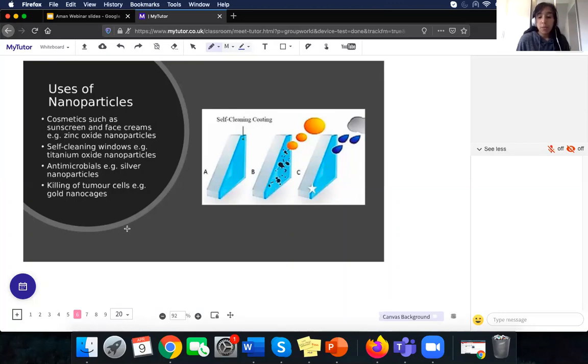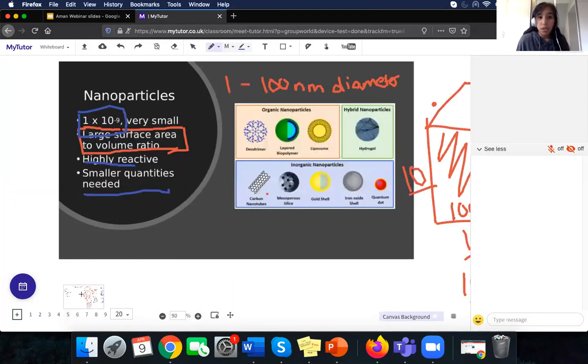So if we're looking at nanoparticles and the use of nanoparticles, again, the same thing remains. We need to be able to explain how we can use those nanoparticles.